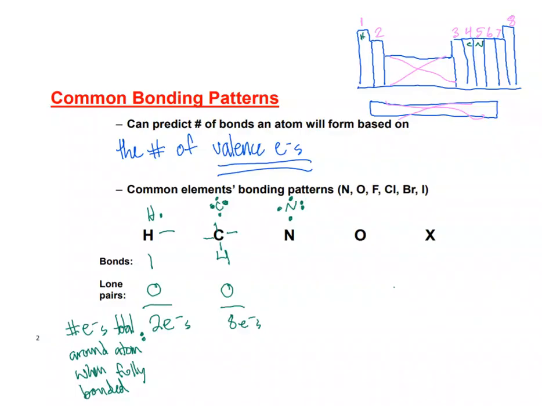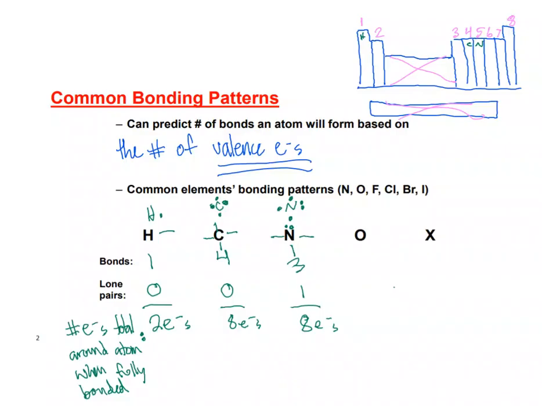So nitrogen has 3 unpaired electrons. So 1, 2, 3, like that. And so nitrogen is going to form 3 bonds. We also, when we're drawing it, have to show that lone pair that nitrogen has. So nitrogen has 3 bonds and 1 lone pair. Remember, every bond, once again, counts for 2 electrons, and every lone pair has also 2 electrons. So when we count up the number of electrons around nitrogen, that is 8 electrons total.